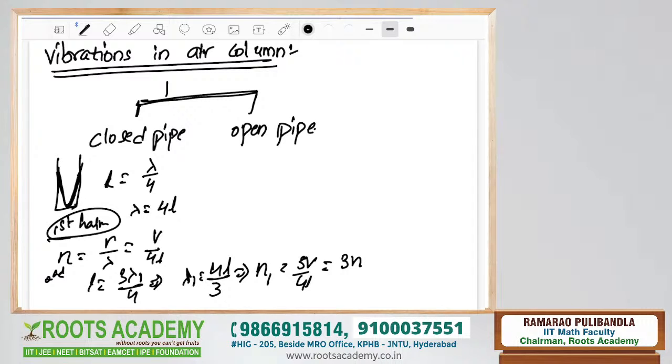So by considering the first harmonic and second harmonic, the ratio of the frequencies would be 1 is to 3 is to 5 is to 7 and so on. So the odd number ratios could be observed in this closed pipe.